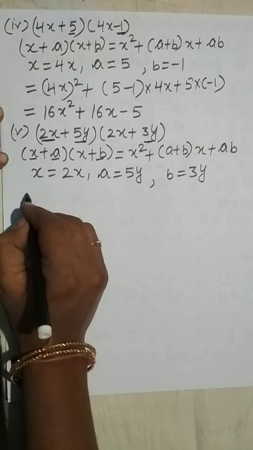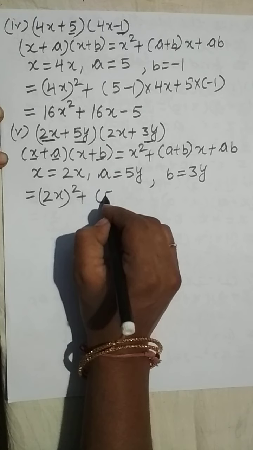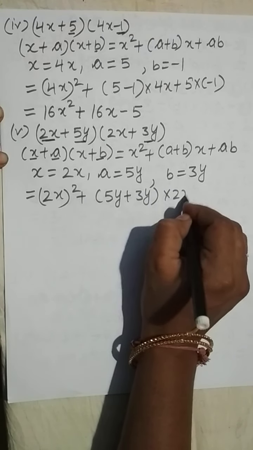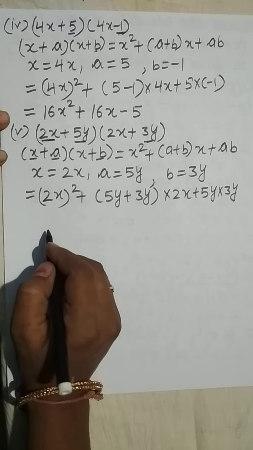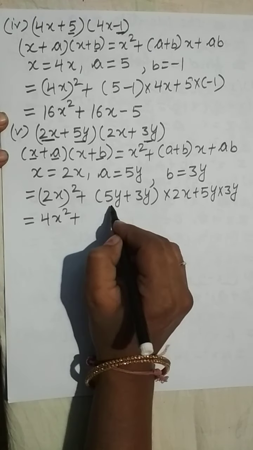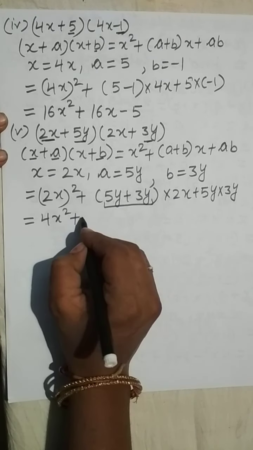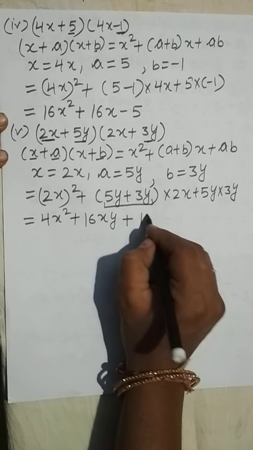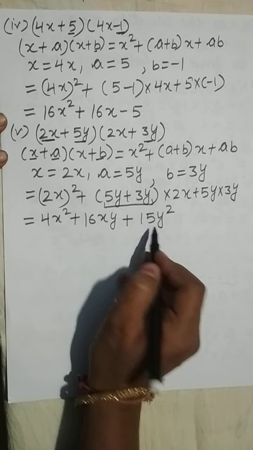Now substitute the values. X is 2x square plus a plus b, that is 5y plus 3y multiplied by 2x plus 5y multiplied by 3y. Now 2x square is 4x square plus 5y plus 3y is 8y. 8 times 2 is 16, this is 16xy plus 5 3's are 15y square. 4x square plus 16xy plus 15y square is the answer.